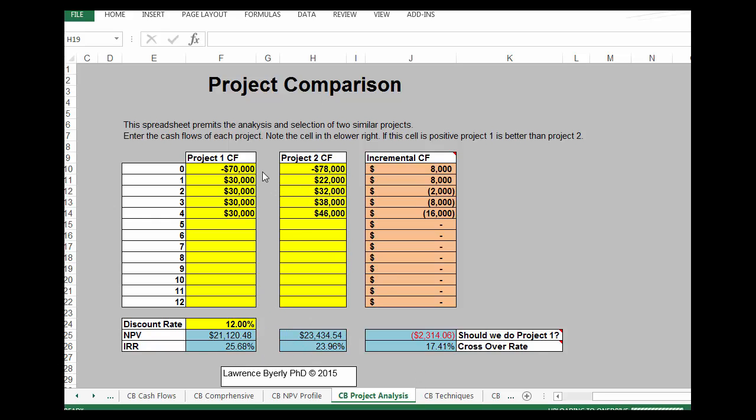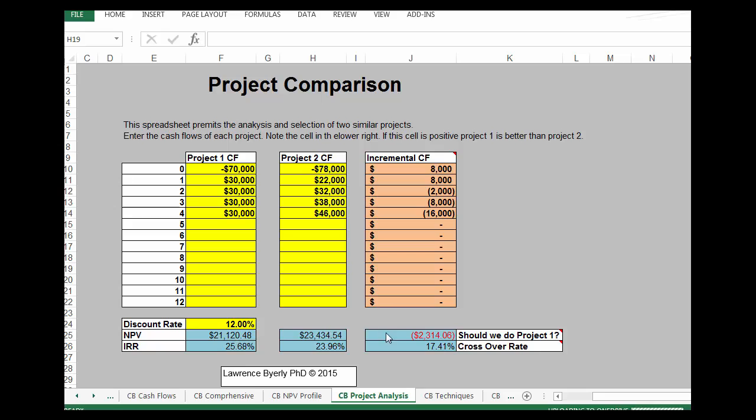Well, the technique just says take the cash flows from project 2 and subtract them from project 1. So you have negative 70 minus a negative 78 is 8,000. And then we work our way down through those examples and just take the difference. It's project 1 minus project 2's cash flows. Once we've done that, now we want to analyze these incremental cash flows.